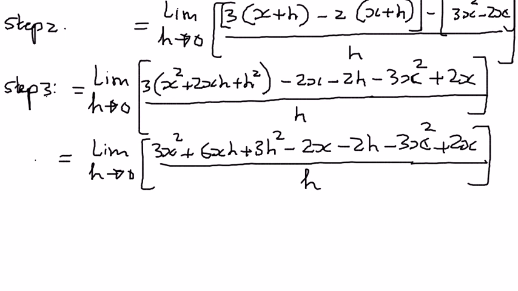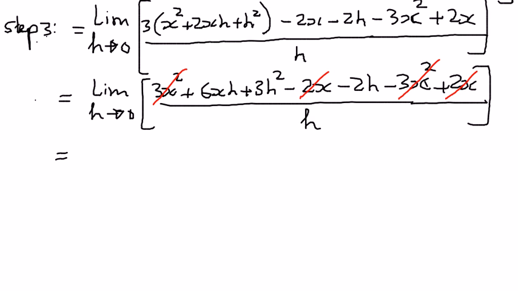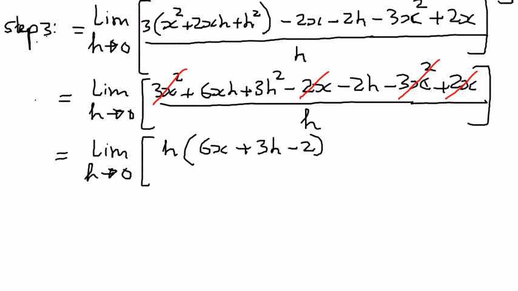Now we see some similar terms in the numerator part. We have a positive 3x squared and a negative 3x squared, that cancels out. We have a negative 2x and a positive 2x, we can cancel that out. And therefore, we are now left with this part of the equation. We can now write this one out as limit as h approaches 0. We have 6xh plus 3h squared minus 2h. So we can pull out h as common in the numerator. So we are left with 6x plus 3h minus 2, the whole thing divided by h.